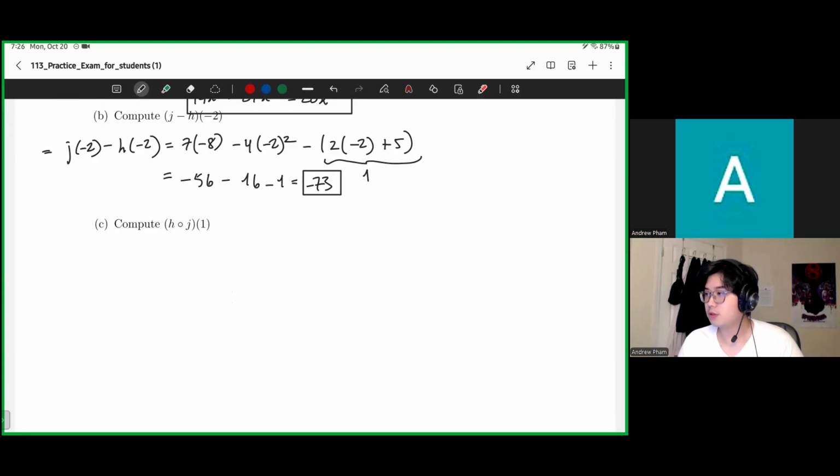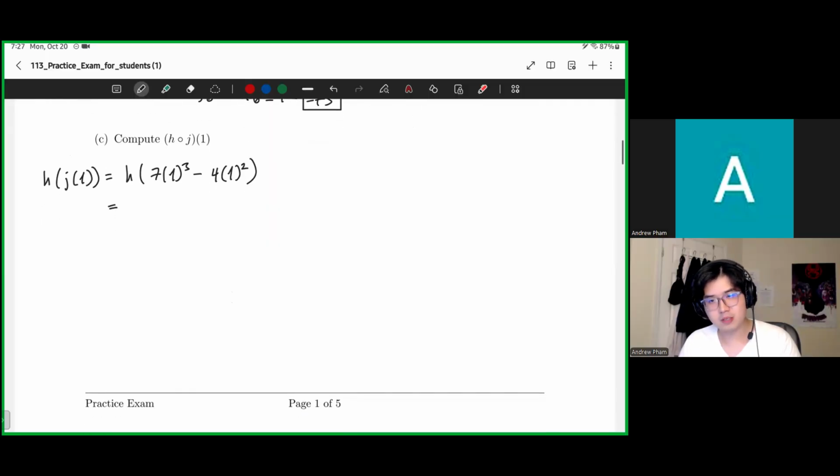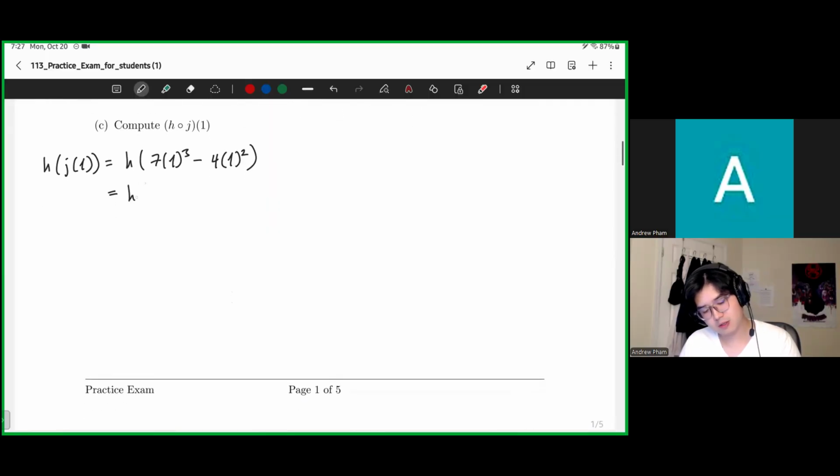Okay, good. And then finally, h of j evaluated at 1. So h of j at 1 is equal to h of 7 times 1 cubed minus 4 times 1 squared. 1 to any power is just itself, 1. So it's 7 minus 4, which is 3. So 2 times 3 plus 5 is 11.